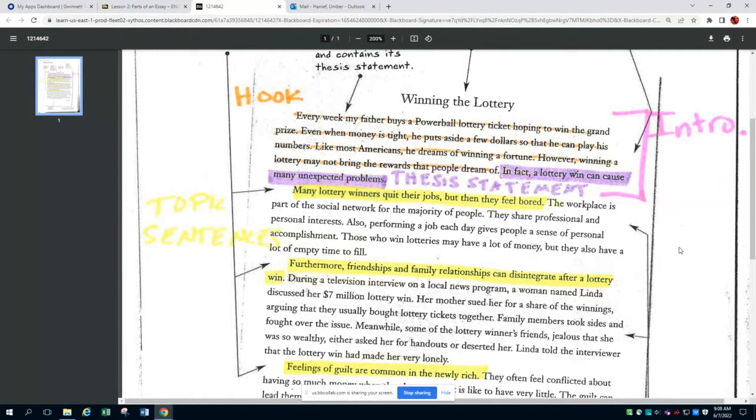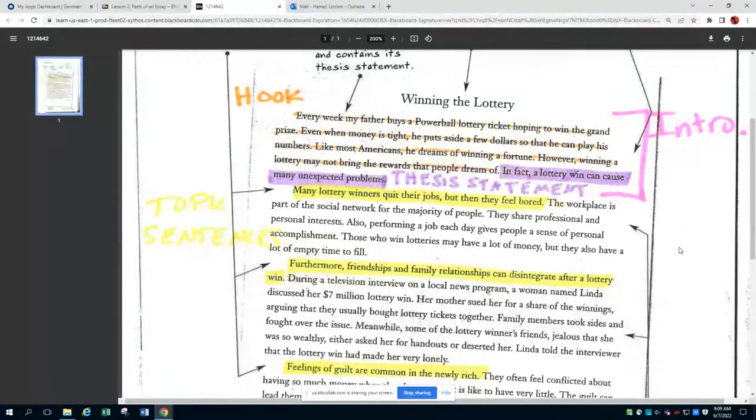I want you guys to take a minute and just look at this paragraph because a lot of different things are happening here. He starts off by talking about what? Who is he talking about? His father buying a Powerball lottery ticket. Very good. He starts off by telling us about his dad. My father, he would buy the lottery. He wanted to win the prize. Even if he didn't have enough money, he always made sure to save a few dollars so that he could play. And then he shifts to someone else.